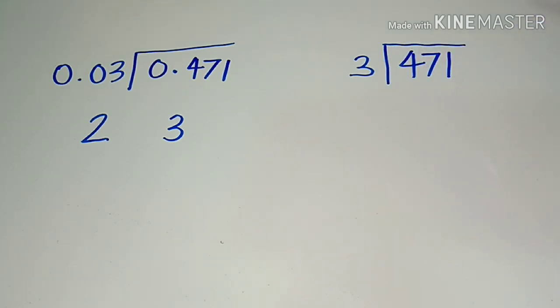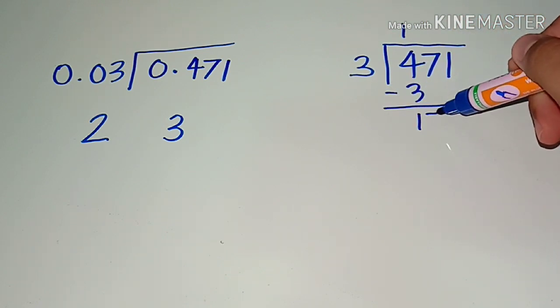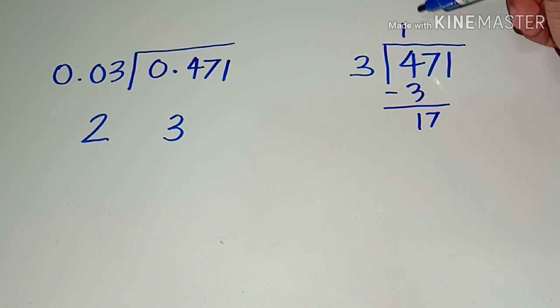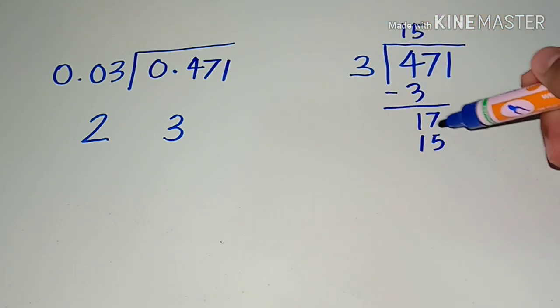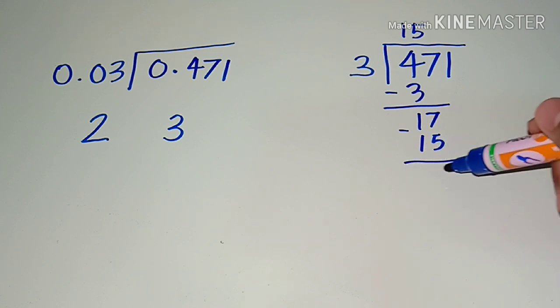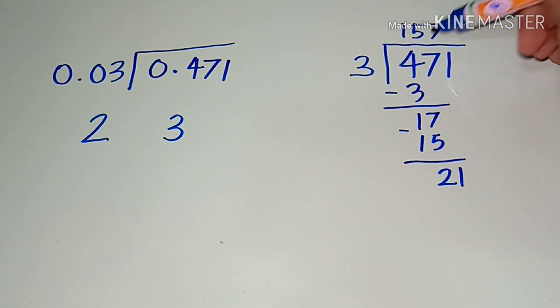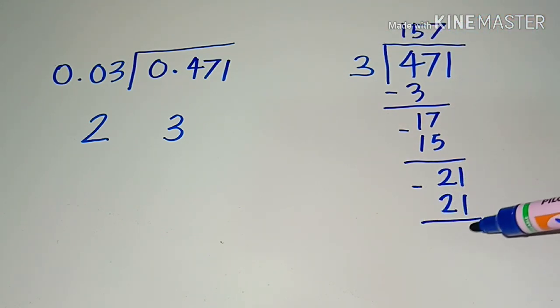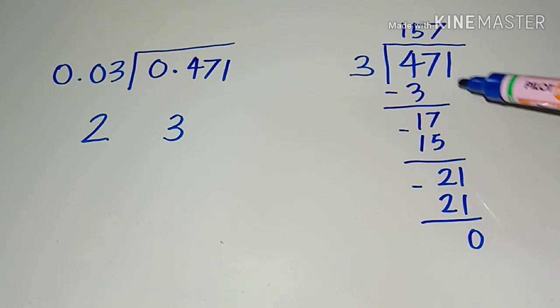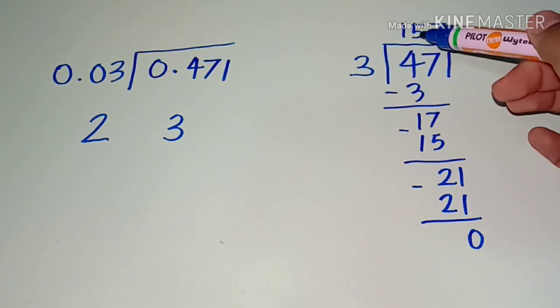So let's try to divide it for now. 1 here, 1 times 3 is 3, 4 minus 3 is 1. Bring down 7, 17 divided by 3 is 5. 5 times 3 is 15. 17 minus 15 is 2. Bring down 1. 21 divided by 3 is 7. 7 times 3 is 21. 21 minus 21 is equal to 0. So that means 471 divided by 3 is 157.